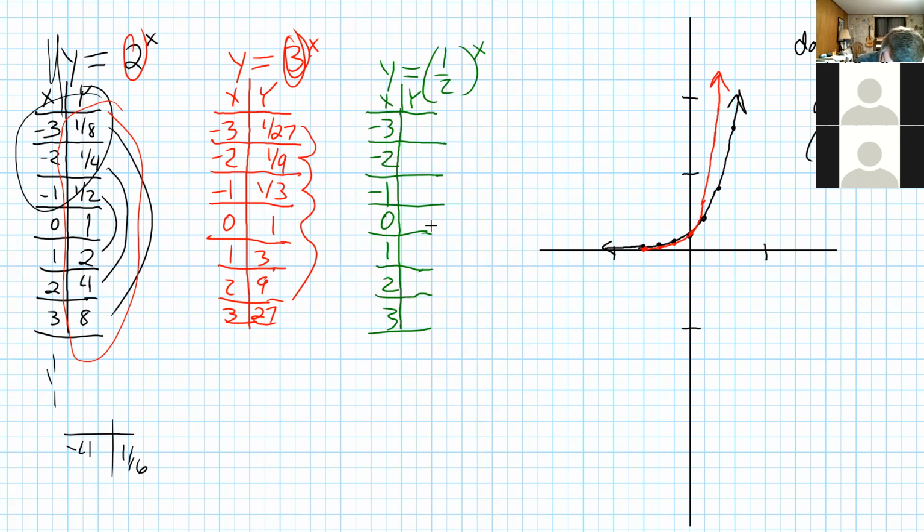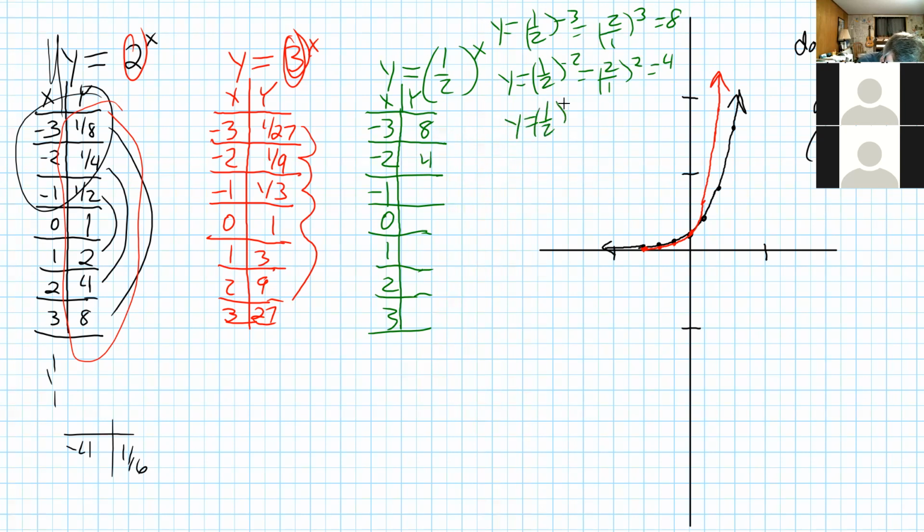So it's going to get smaller. All right, if x is -3, y equals 1/2 to the -3 power, which is 2 over 1 to the 3 power, which is 8. If x is -2, y equals 1/2 to the -2 power, which is 2 over 1 to the 2 power, which is 4. And y equals 1/2 to the -1 is 2 over 1 to the 1, which is 2. Then 1, a half, a fourth, and an eighth, respectively. Okay, you okay with that? Yes. What does that look like? Well, when x is -3, y is 8. When x is -2, y is 4. When x is -1, y is 2, then 1, 1/2, a fourth, an eighth.